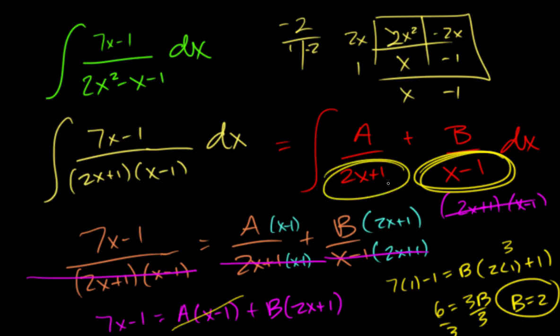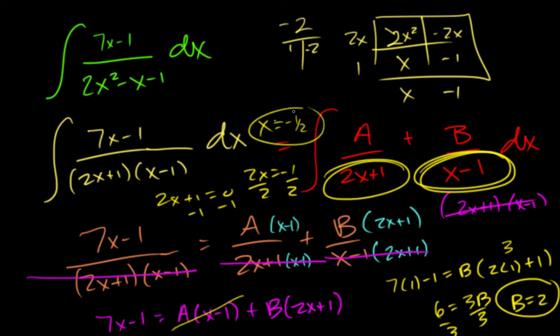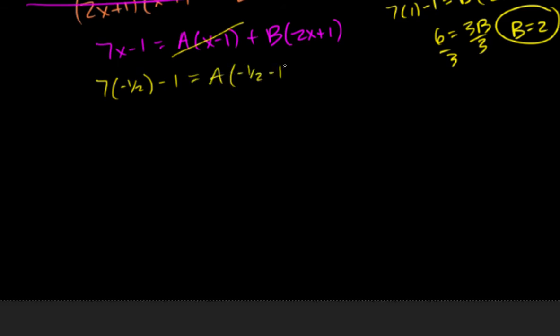Then we'll plug in the root from here, which is 2x plus 1 equals 0. 2x equals negative 1. So x is equal to negative 1/2. So we'll plug that in right here. So 7 times negative 1/2 minus 1 equals a times negative 1/2 minus 1. And then if we do it here, it's going to end up being a 0. It's going to be 2 times negative 1/2 plus 1. 2's will cancel. Negative 1 plus 1 is 0.